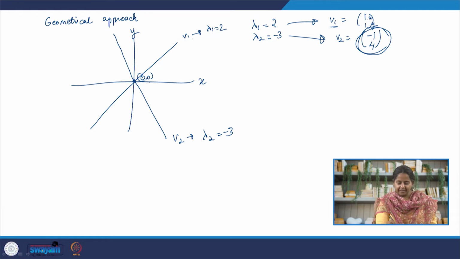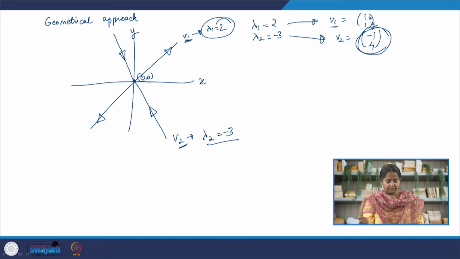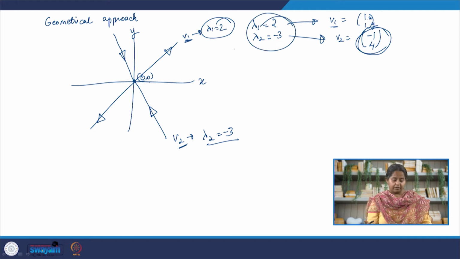In the direction given by v1, eigenvector 1, lambda is positive, so the flow is away from the fixed point. In the direction of eigenvector v2, lambda 2 is negative, so the flow is towards the fixed point. We already know the fixed point is a saddle node because the signs of lambda 1 and lambda 2 are different from each other. And we have already gone through how the flow happens around the saddle node. So, this is what is to be expected.